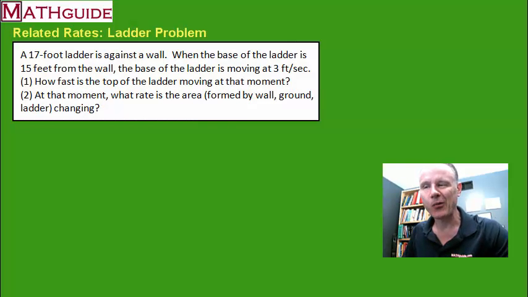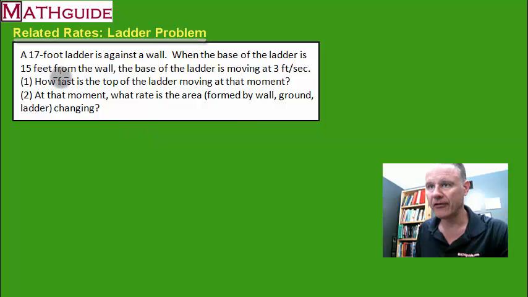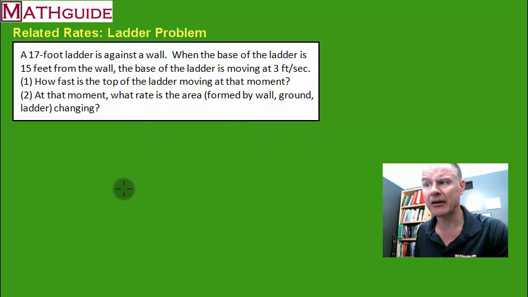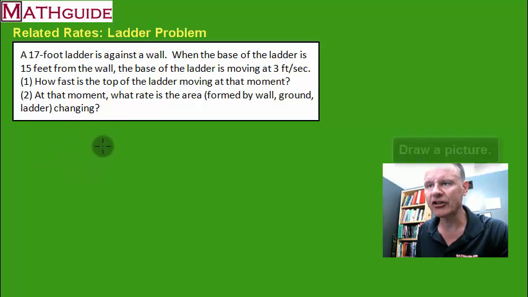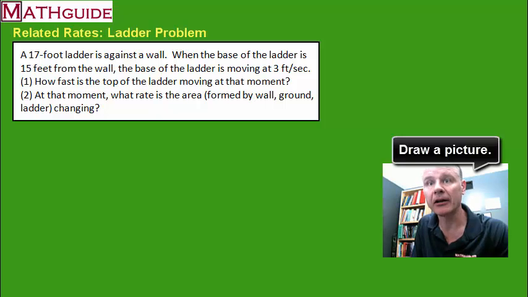Alright, so in this video we're going to figure out how to do a related rates problem as it applies to a ladder. So here I've got a problem that says I've got a 17-foot ladder, it's up against a wall, and it's sliding. So what I'd like to do is draw a picture of what's happening so we can understand. This is a very common problem in calculus.